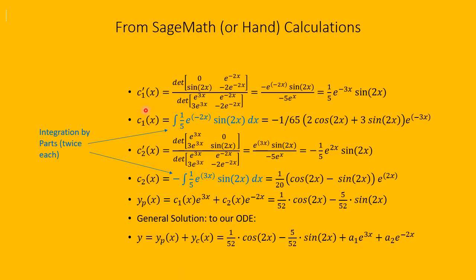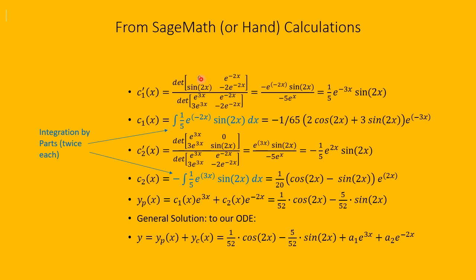So let's look at the calculation of the solution. Some of these calculations are shortened by use of SageMath, but we will see on the next transparency how we can evaluate integrals like this using integration by parts twice. So we saw that c1 prime of x is the determinant of this matrix over the determinant of this matrix.